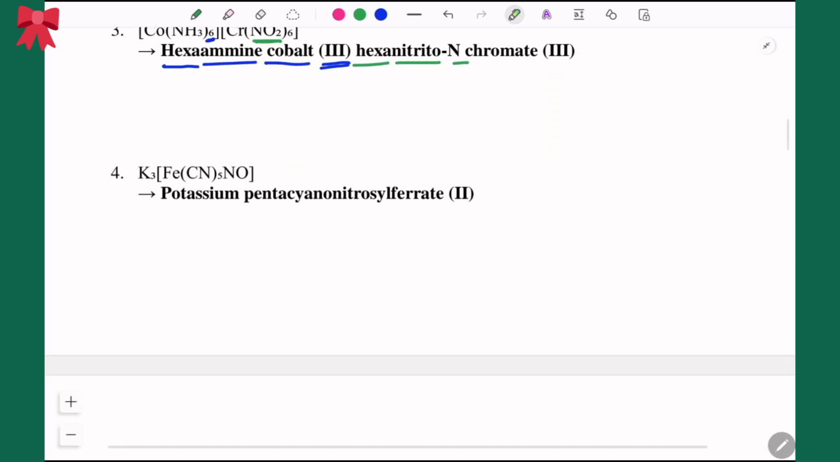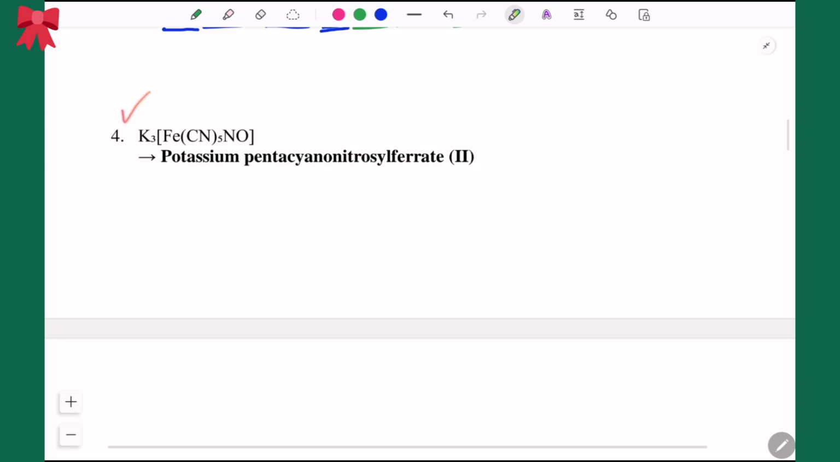The next one is again potassium. It is not the central metal, sorry, it is the counter ion because it's outside the square bracket. The coordination entity is this particular thing which I am encircling. Iron is the central metal atom. Nitrosyl is another ligand which is zero charged, it's neutral, and cyanide is negatively charged, so it's -5, and you all know potassium is +1, so you must get an answer of -2 out here. So you give this iron the oxidation state of +2.